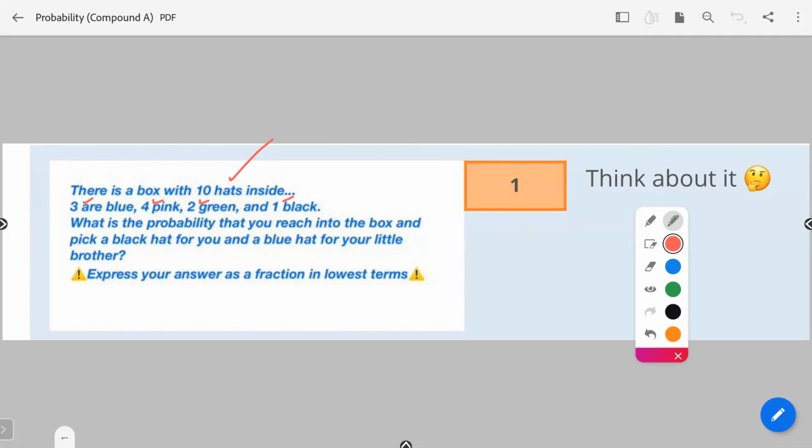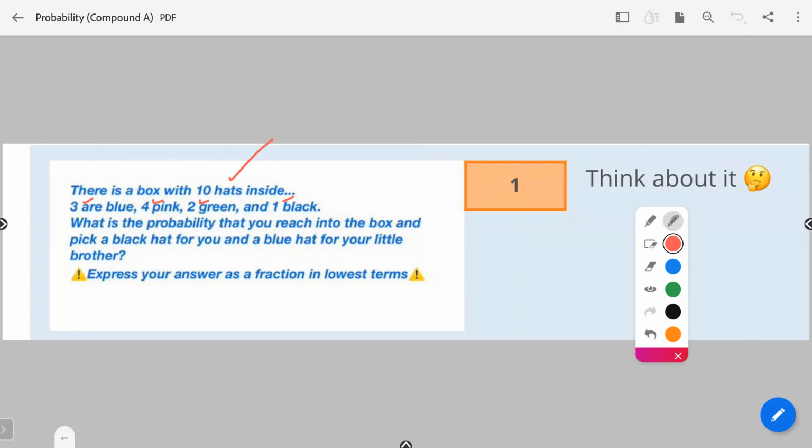So now, since I'm doing two things, the first thing I'm going to do is reach into this box and pull out a black hat for myself. All right, black hat for myself. So to do this, I need to calculate the chances of that happening. And the chances of going in there and pulling out a black hat is known as the probability.